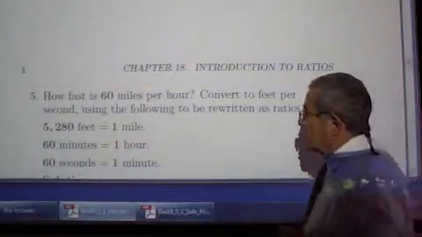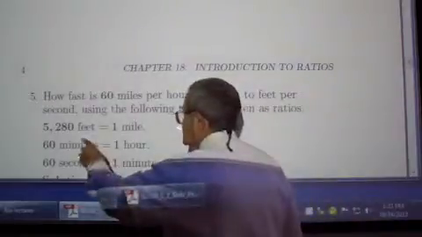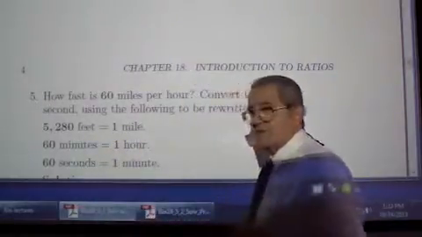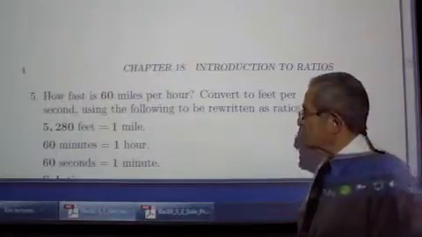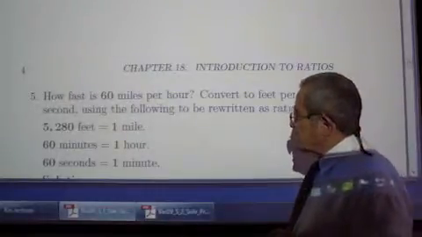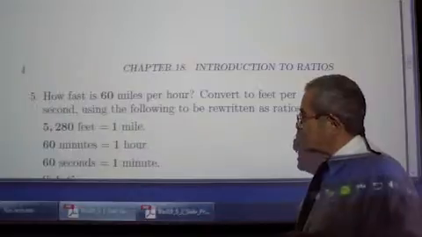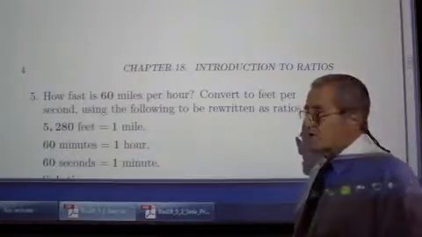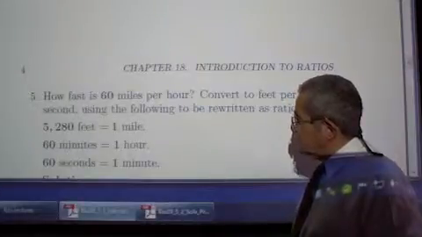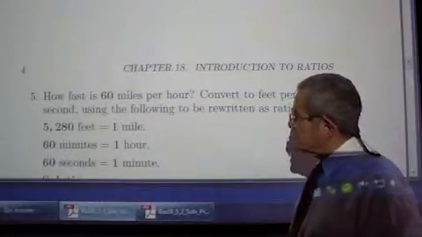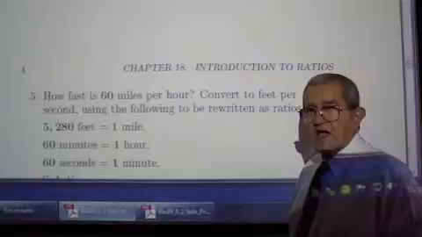I need to know that there are 5,280 feet in 1 mile. The British system is all crazy with units. I need to know that there are 60 minutes in 1 hour and 60 seconds in 1 minute. If you don't know the last two, 60 minutes per hour and 60 seconds per minute, I wonder where you have been.